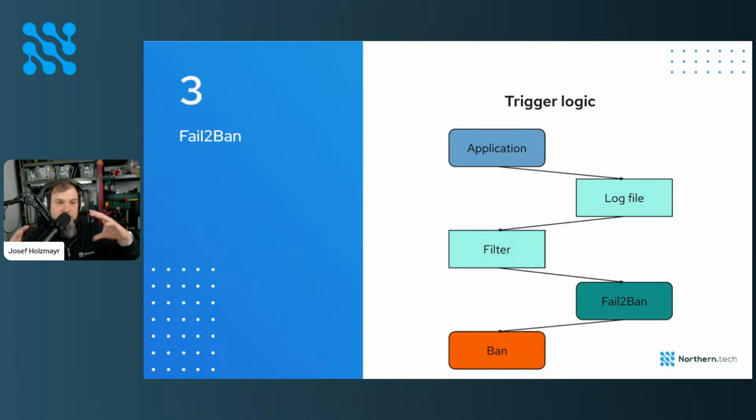Now, let's get on to how this actually works. Some kind of application, probably yours, or SSH, or Apache, or whatever, runs and produces a log file. Based on this log file, Fail2Ban can use a so-called filter. Filters use basically regular expressions to define whatever condition you have in that log.